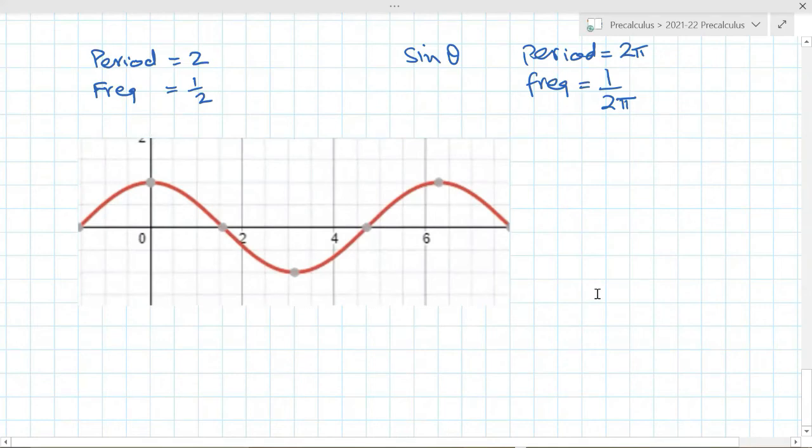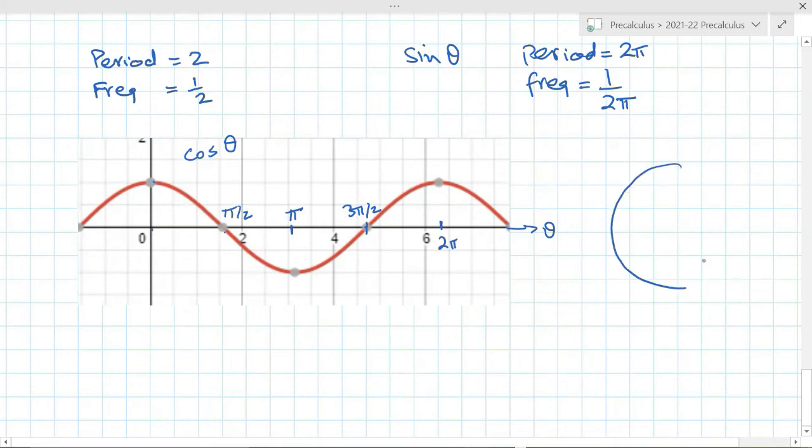So if you remember, cosine 0 is 1, right? So this is cosine. So cosine 0 is 1. Cosine 90 is 0. Cosine pi is -1. Cosine 3 pi over 2 is 0. And cosine 2 pi is 1. Right? And just to help you recall, cosine is the x coordinate.